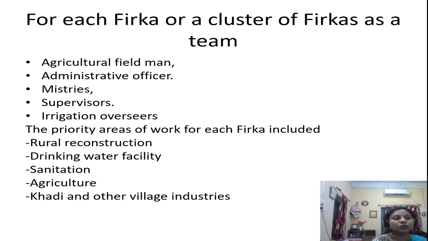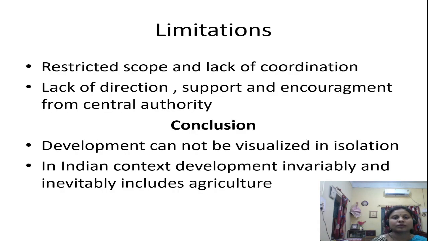Then the priority areas of work planned under the Firka development scheme include rural reconstruction, drinking water facility, sanitation, agriculture, and khadi and other village industries. The response of the community was not that much, maybe because of the administrative dichotomy of the professionals who were working there or some other reasons. A restricted scope was observed, and there was a lack of coordination between the professionals who were part of this system. That was another important issue in the implementation of this program.